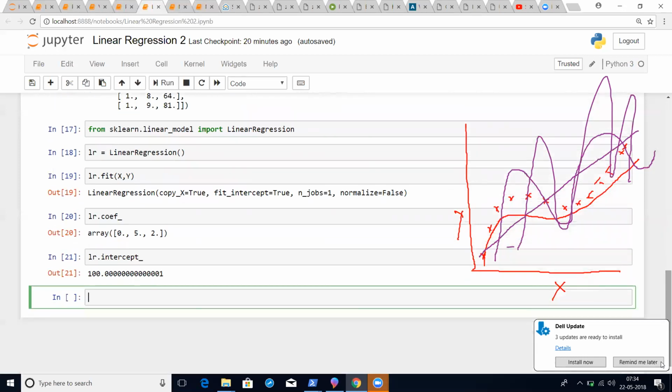Got it, right? So let's do one more problem with this. I have been simulating some data to explain some of the concepts. Let me do it with some real data. So I'll use house price data now.